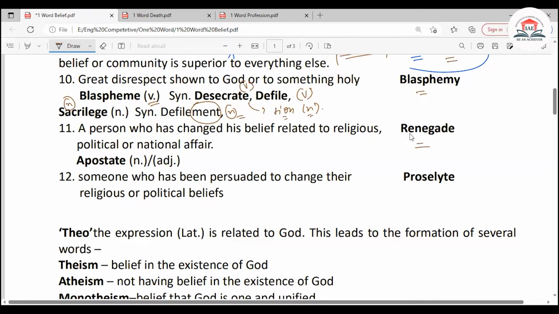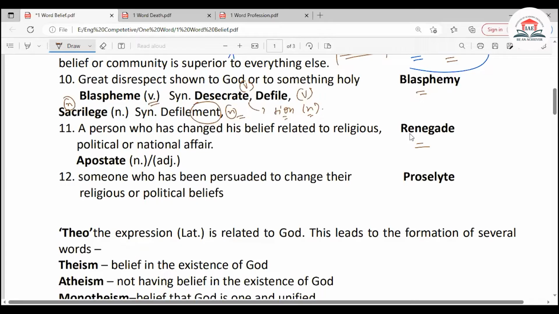Next is renegade. Renegade is a completely different word. This is a kind of change in a person, in which the person is encouraged to change his religion or his belief in anything. Suppose somebody is a great believer of communism, but something happens afterwards, and he or she tends to believe in a reactionist movement. So he has changed his belief from communism to reactionist.